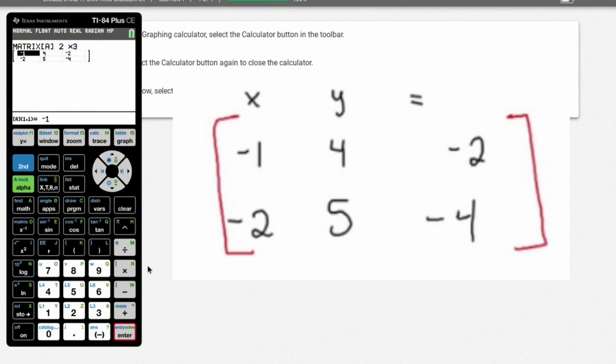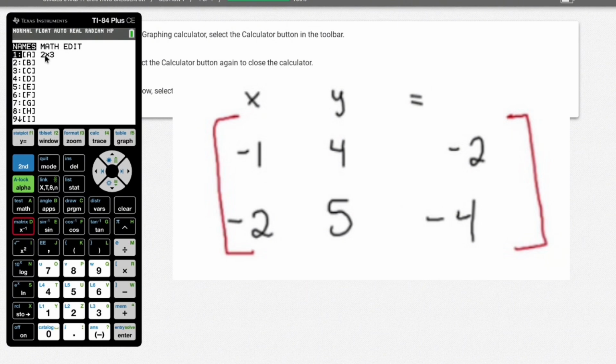Okay, so our matrix is all set up. Now let's get out of here by second, mode, and going to quit. Let's go to second, x to the negative 1 to take us back to our matrix information. Now you can see that A is programmed in.